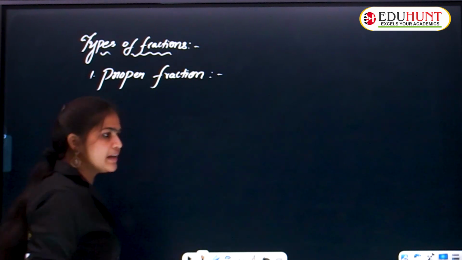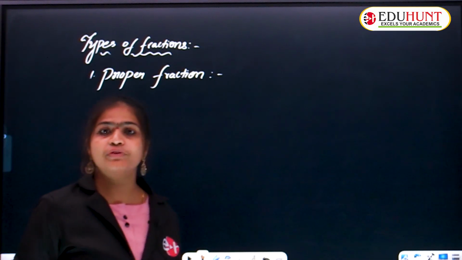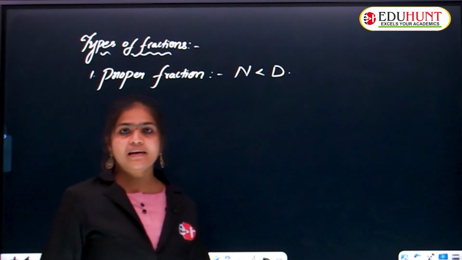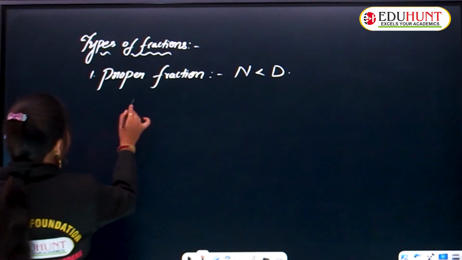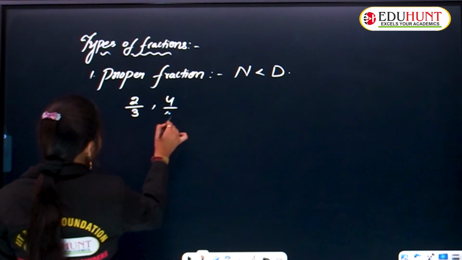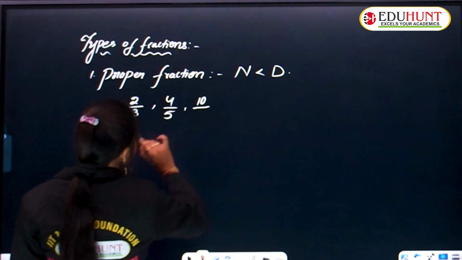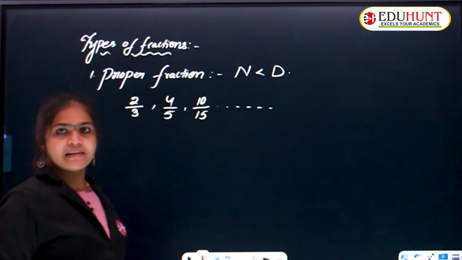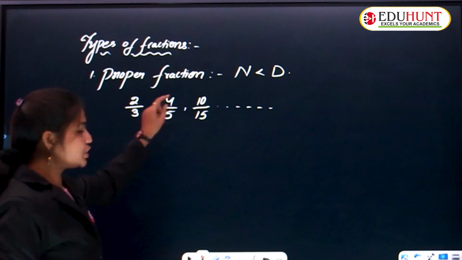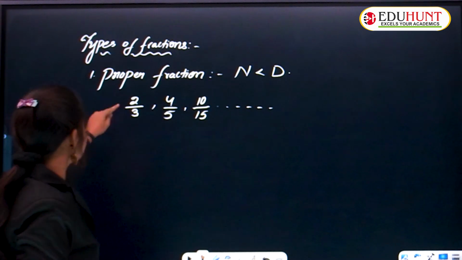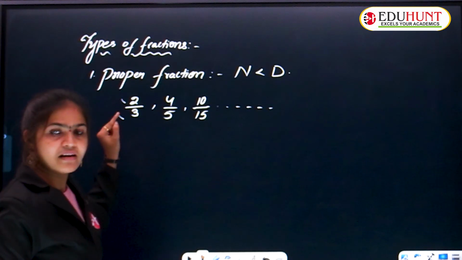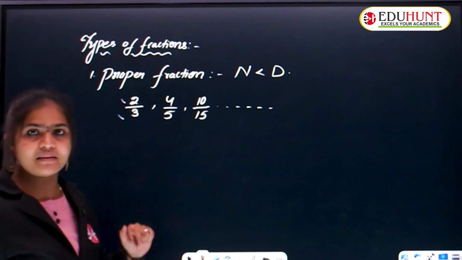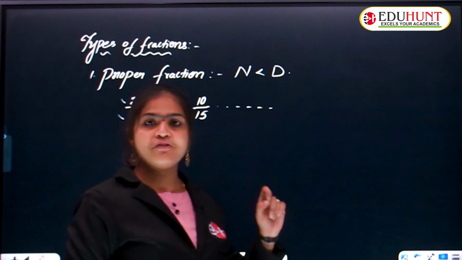Proper fraction means what here? The numerator of a given fraction is less than the denominator. Numerator is less than the denominator. Which means, say, 2 by 3, 4 by 5, 10 by 15 and so on. These kinds of fractions are called proper fractions. Why? Because here the numerator is less than the denominator. In reverse order we can also say denominators are greater than the numerator. Then those fractions are called proper fractions.